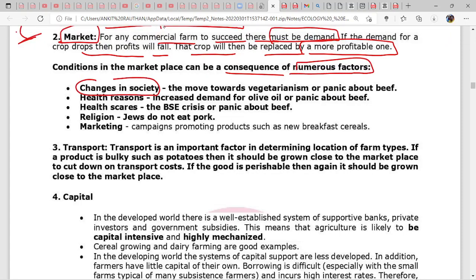Suppose society is changing, they move towards vegetarianism. Health reasons, increased demand for olive oil. Health scares, the BSE crisis, or panic about beef. Religion, Jews do not eat pork. Marketing, so are you understanding how marketing can influence people?